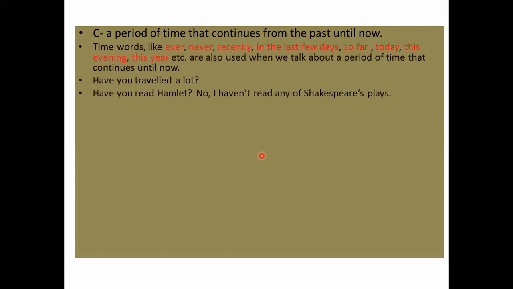In this case, we might use time words. These are called time words. These, which are written in red, like ever, never, recently, in the last few days, so far, today, this evening, this year, etc. are also used. These are used when we talk about a period of time that continues until now.